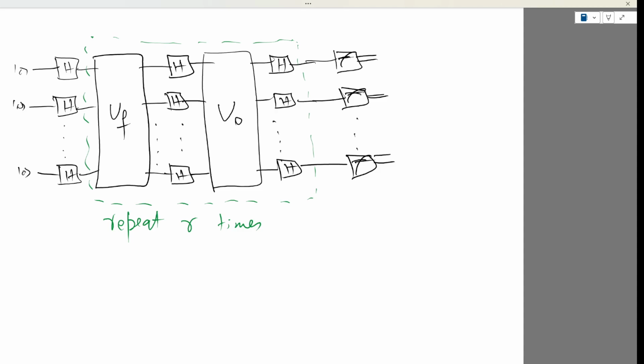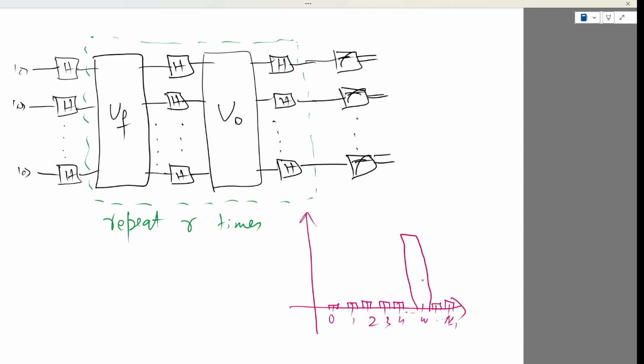and our output probabilities or output histogram would be something like this, that for all possible outputs like 0, 1, 2, 3, 4, some W, and the last one, the other states have a small probability, but the state that we are looking for would have a large probability of measuring, because after R repetitions the state has come over here.